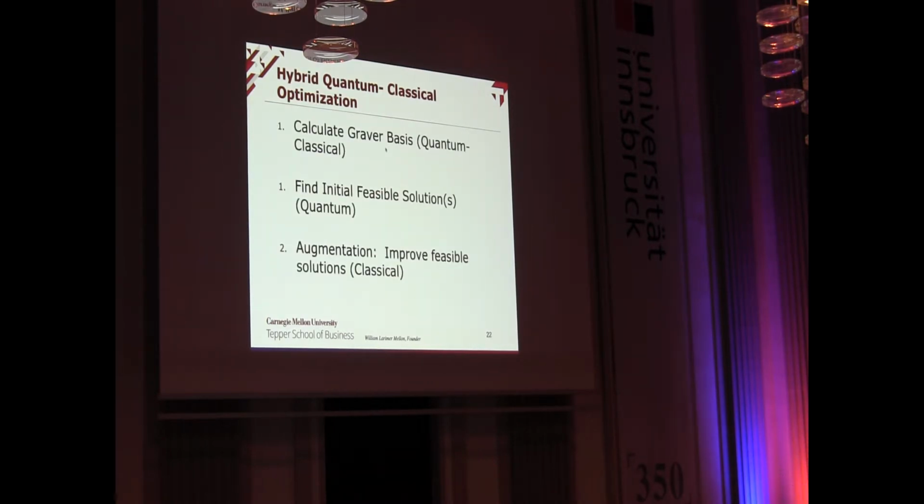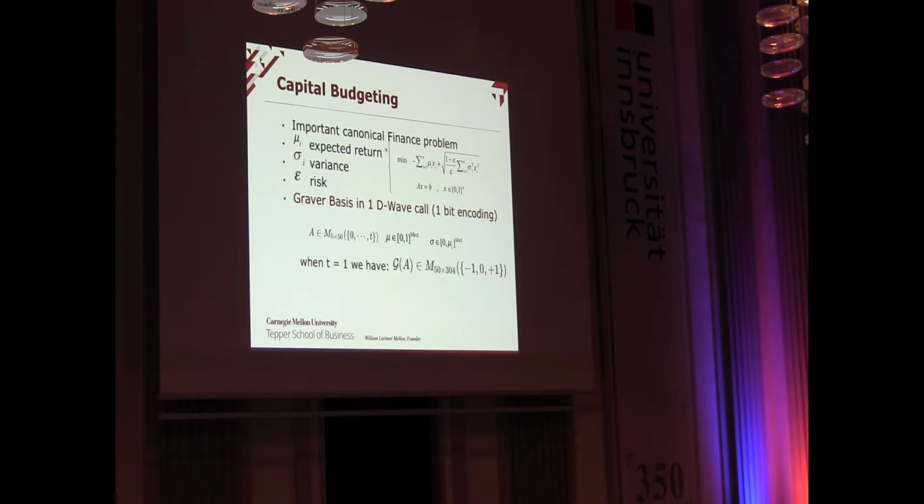And the choice of which solution to choose among the feasible solutions is one of the things that we can consider. So the basic algorithm is to use the Graver basis, which is a quantum-classical system: calculate the Graver basis of the matrix, and then find a feasible solution, and then do the augmentation, which is completely classical.